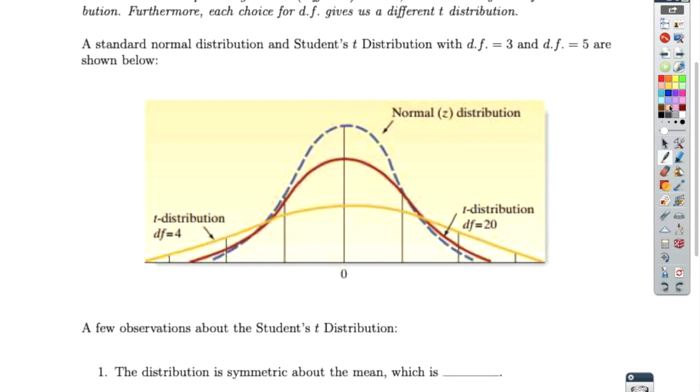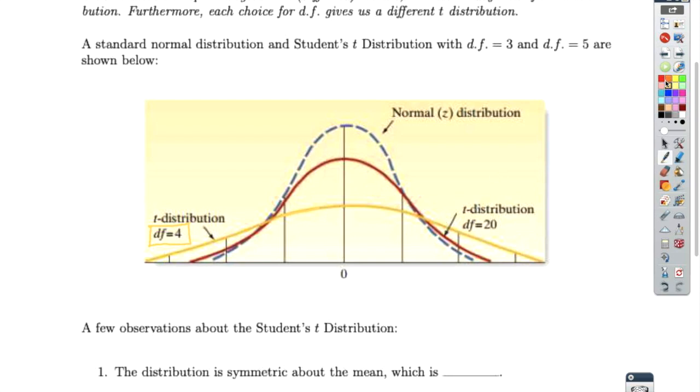Now, I have a couple of different t distributions written for you on here. This yellow one is where your degrees of freedom are equal to 4, which would mean that your sample size is 5, because degrees of freedom is just sample size minus 1. Notice it's still mound-shaped and symmetric, but it's definitely different than this blue normal distribution. It's a lot shorter, wider, and more spread out.